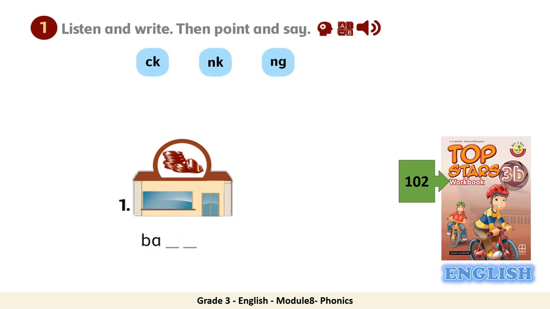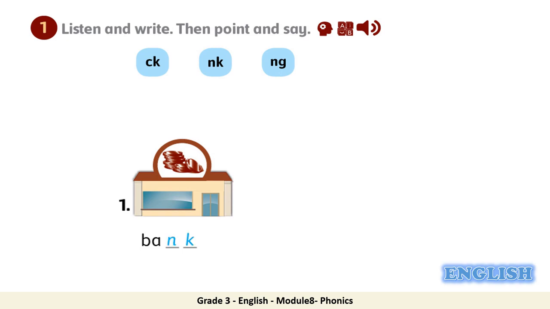Listen and write, then point and say. So you are going to listen to the word and complete it using the 3 digraphs you learned today. So are you ready to do that? I am sure you are. Number 1 is done for you as an example. Let's have a look at number 1, and then I will let you start. 1. Bank.